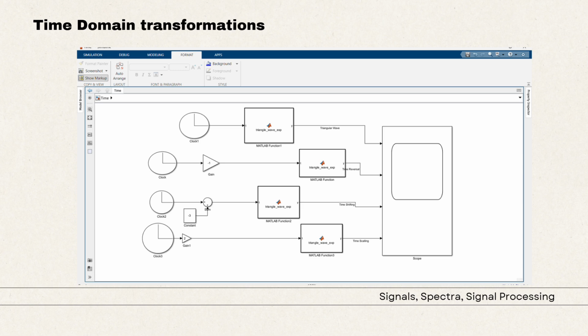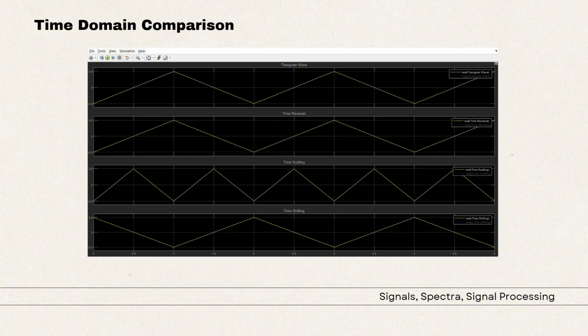This slide compares the original triangle wave with 3 time domain transformations: reversal, scaling, and shifting. Time reversal flips the signal horizontally, time scaling stretches or compresses it, and time shifting moves it left or right. Each changes the signal's timing but keeps its shape intact.